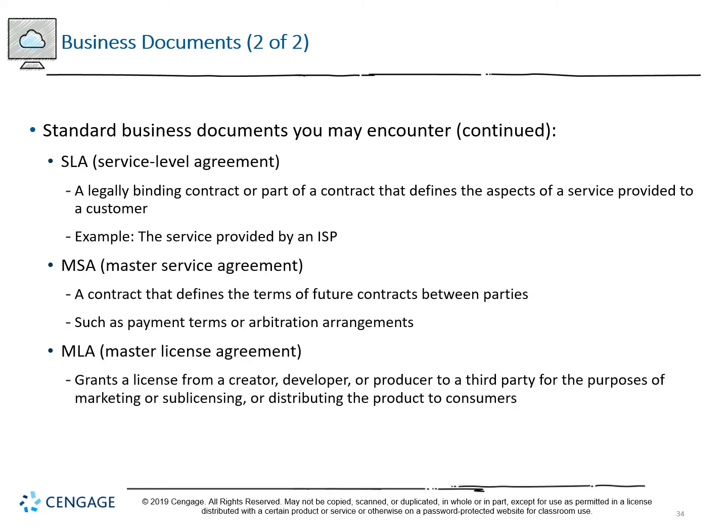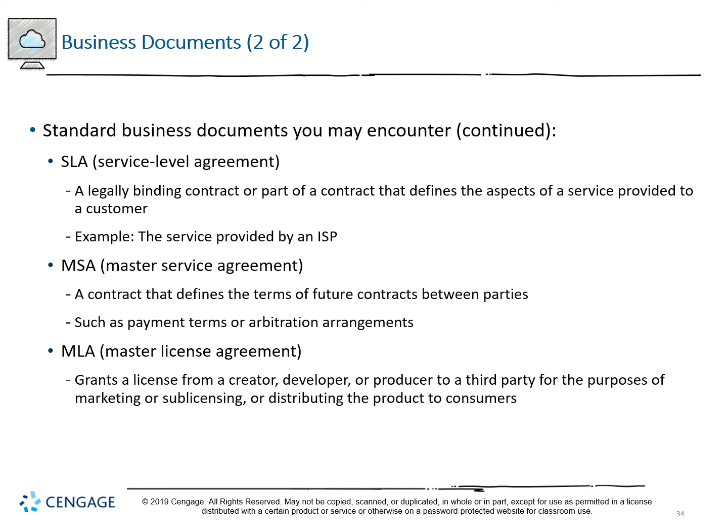You may also see what's called an SLA, an MSA, or an MLA. The SLA, or Service Level Agreement, is a legally binding contract or part of a contract that defines the aspects of a service. So it gives you the details of, let's say your ISP, if you're with Spectrum, how fast is your internet connection going to be? What is the protocol if your service isn't working? The MSA, Master Service Agreement, defines the terms of future contracts, such as payment terms or arbitration. In the event that this goes bad, how do we handle it? Or if we're paying on installments, how much is due per installment, what's the late penalty, etc.